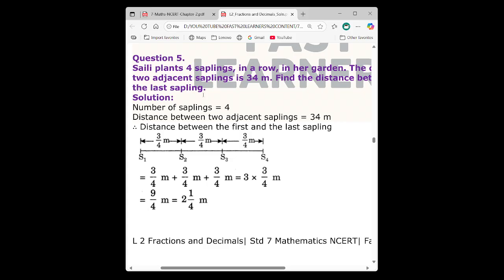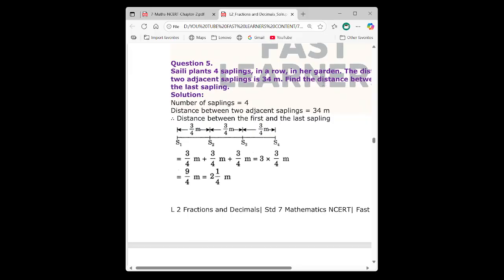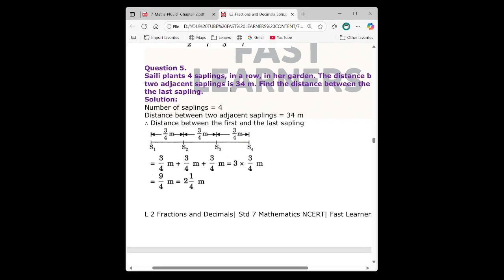Sally plants 4 saplings in a row in a garden and the distance between adjacent saplings is 3 upon 4 meters. So between two saplings there is a space of 3 upon 4 meters. This is 3 upon 4 meter and this is also 3 upon 4 meter. This is sapling 1, sapling 2, sapling 3 and sapling 4. You have to find the distance between the first and the last sapling.